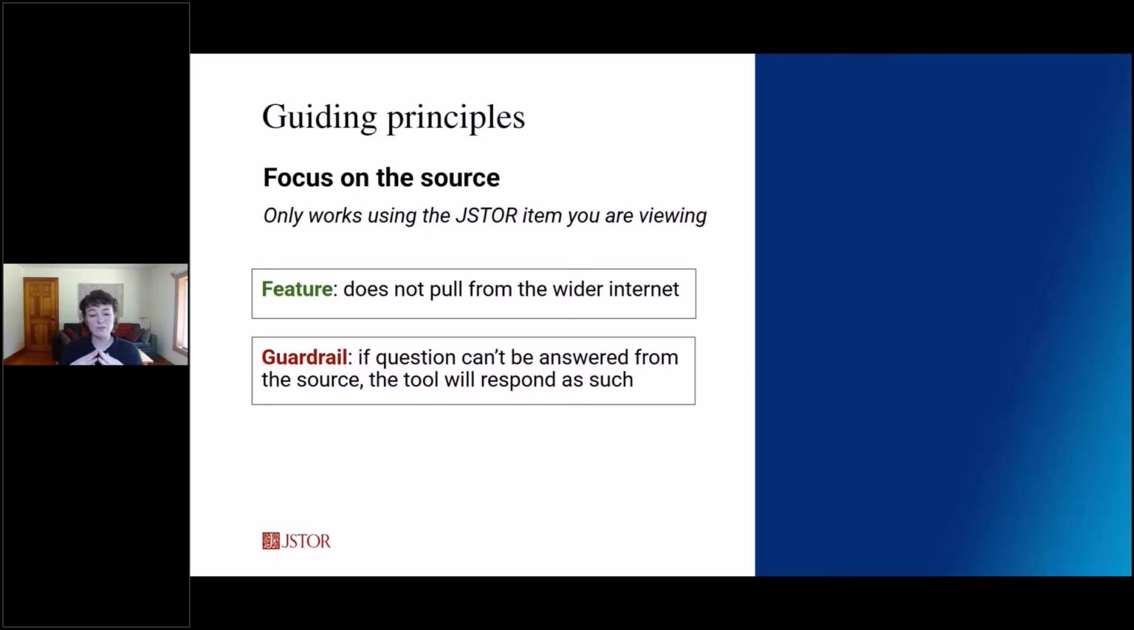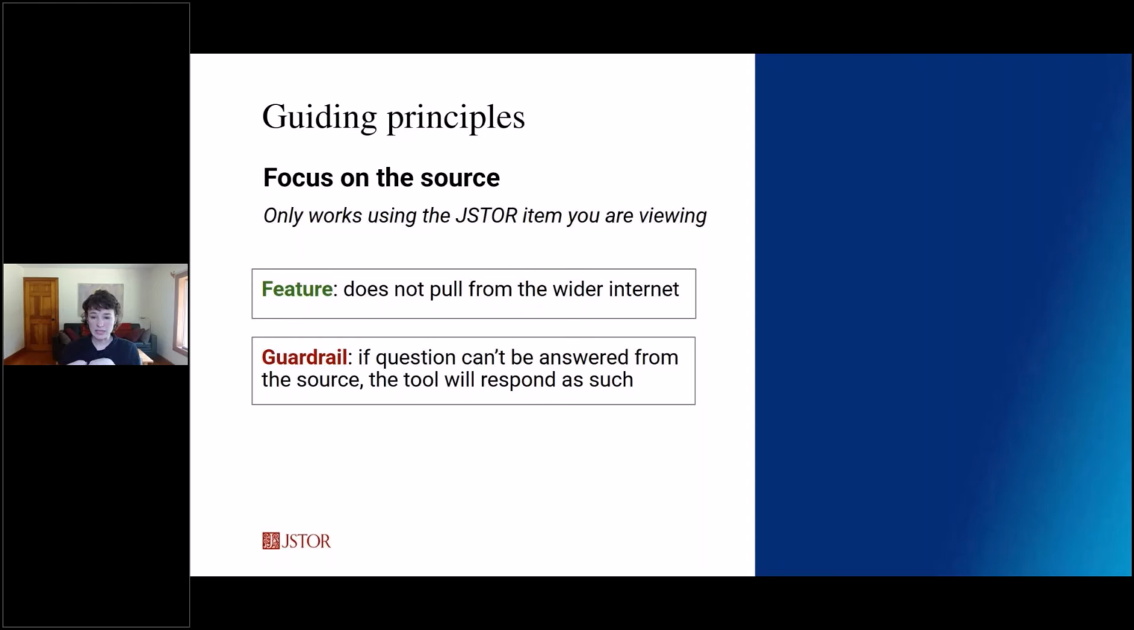Another principle is focus on the source, meaning focusing on the JSTOR item as the source of information. Or in other words, the research tool only works with the JSTOR item that you are viewing. That means it doesn't pull from other sources on the internet at all. A benefit to this is that it greatly reduces hallucinations, which are when generative AI makes up answers. Working only with the specific item also means higher accuracy. And it means that our environmental impact is lower because we're limiting the amount of information that has to get processed. So it's about getting to the right content and getting more out of it.